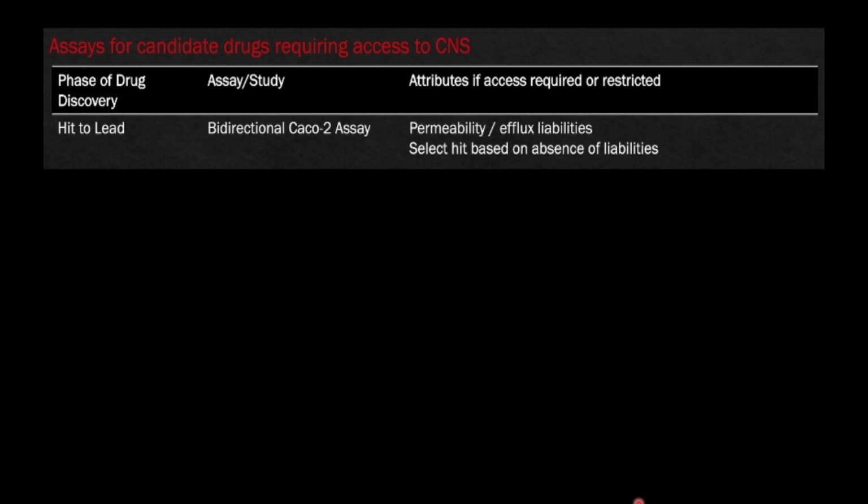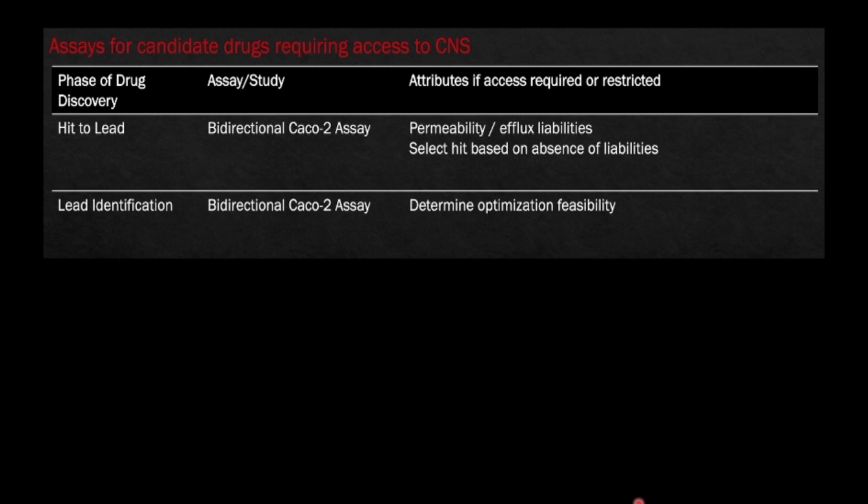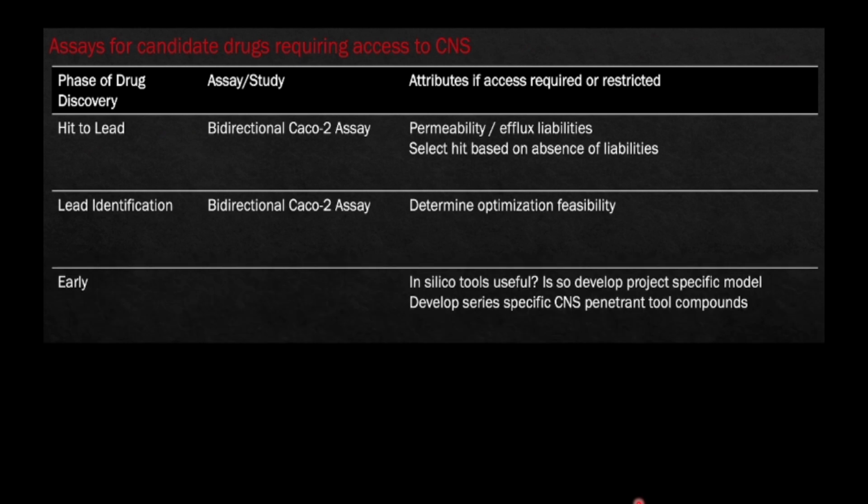So in the phase of drug discovery from hit to lead, we can use these bidirectional Caco-2 assays, and we can measure the permeability and efflux liabilities and select hits based on efflux liabilities. For the lead identification, we can use the bidirectional Caco-2 assay to determine the optimization feasibility, and for early phases of drug discovery, we can use the in silico tools. Are these useful? If so, can you develop the project-specific model and develop series-specific CNS penetrant tool compounds?